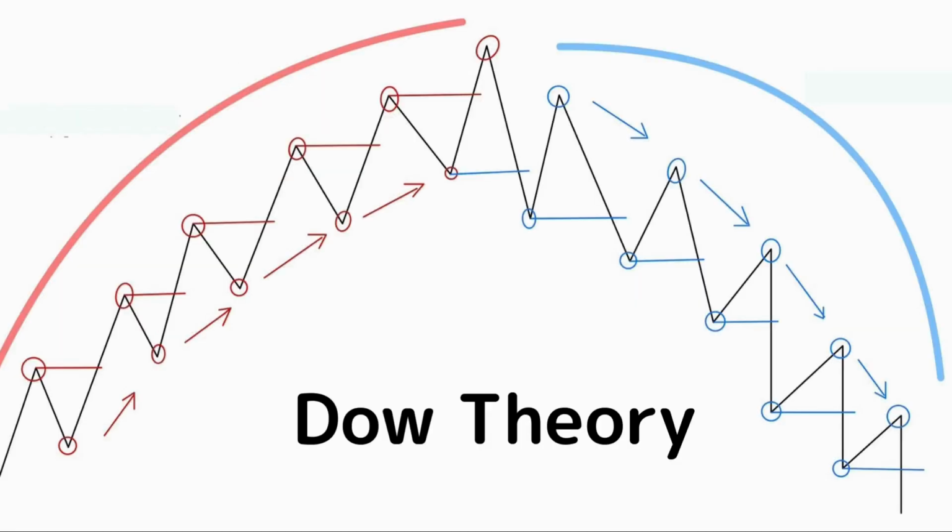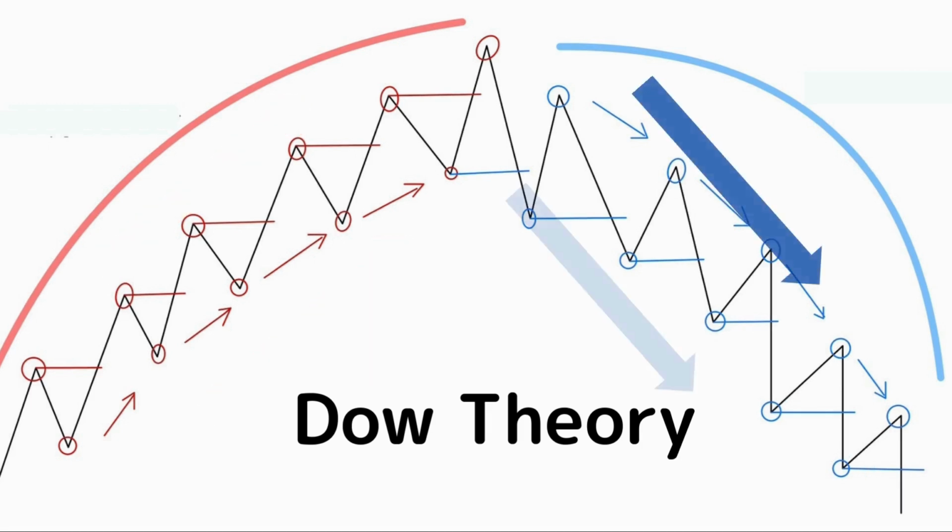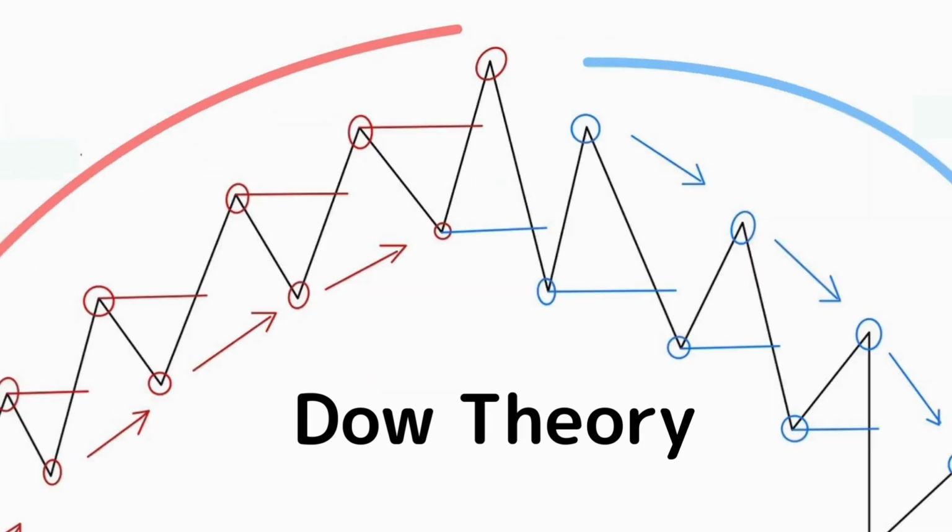Additionally, I follow Dow Theory for my analysis. To briefly explain, an uptrend is defined by higher highs and higher lows, while a downtrend is defined by lower highs and lower lows. A trend reversal occurs when this pattern breaks. If the price breaks below the most recent low after reaching a high, a downtrend begins.